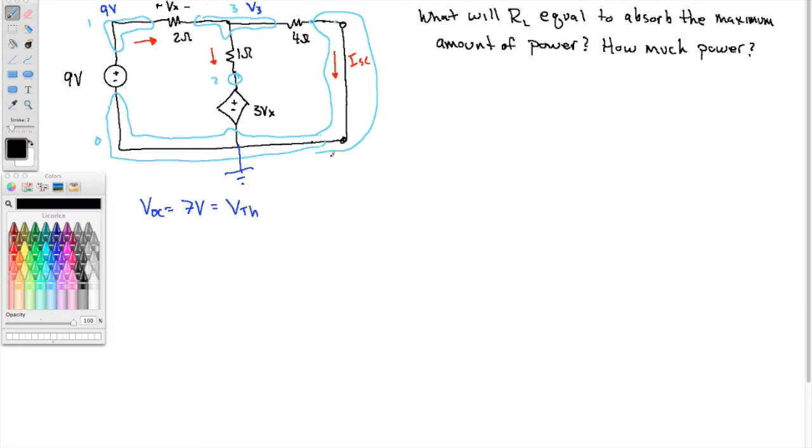Okay, so KCL at node 3. So I've got this current up here at the top left. That's coming in. So I'll write an equation for that current. That's 9 volts minus V3 over 2 ohms. Right? I have this current coming down, leaving, and ISC leaving. So the current coming down, that's V3 minus the voltage at 2, but the voltage at 2 is 3Vx. 3Vx, and I'm not going to write Vx. Vx is 9 minus V3.